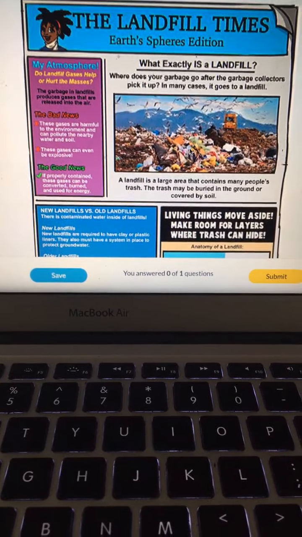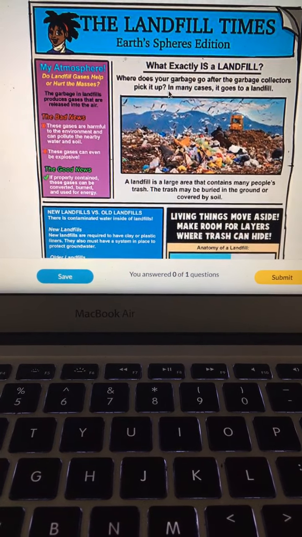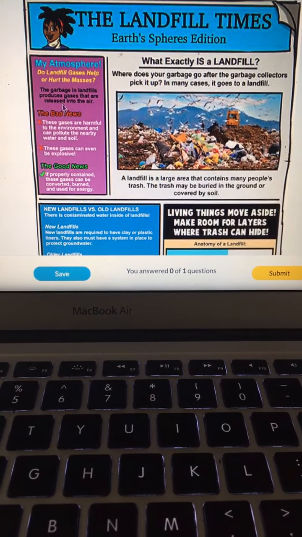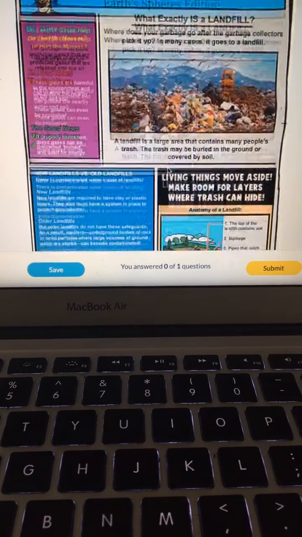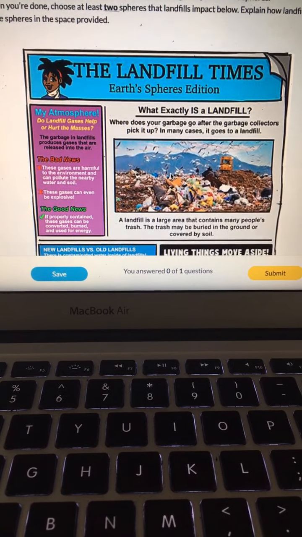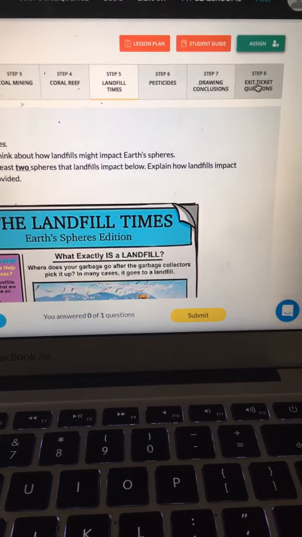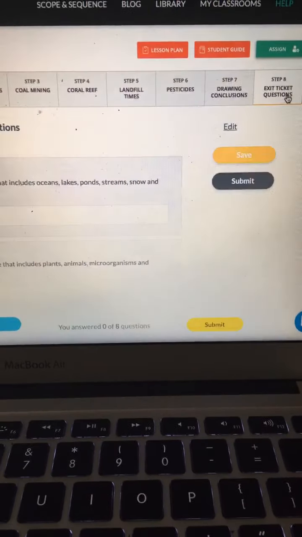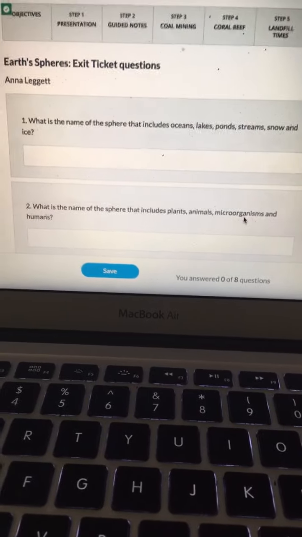So I want you to read that and find out what a landfill is, and then look at different ways it affects the atmosphere and living things in an area by the landfill. You need to read this because it's going to help you when we do next week's activity, which is the engineer one. But for now, read this today on Tuesday, and you should have something at the top that's called exit ticket questions. So on Tuesday, please do your exit ticket questions.